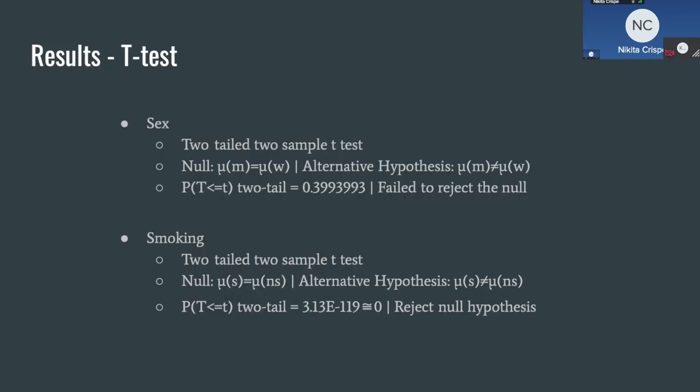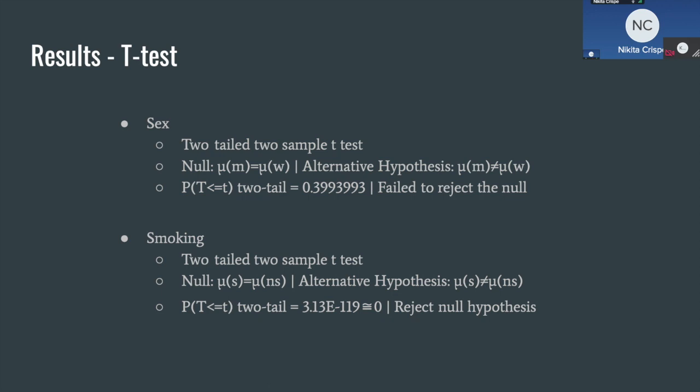So we also performed two t-tests. They were for smoking and sex. They were both two-tailed, two-sample t-tests. Our null for both of them was that for sex, the mean of the healthcare cost for men and the mean of the healthcare cost for women would be the same. The alternative hypothesis was that those means would be different. And so for sex, we found that our value came to about 0.4. So this failed to reject our null, meaning that there's no significant difference between the healthcare cost of men and women.